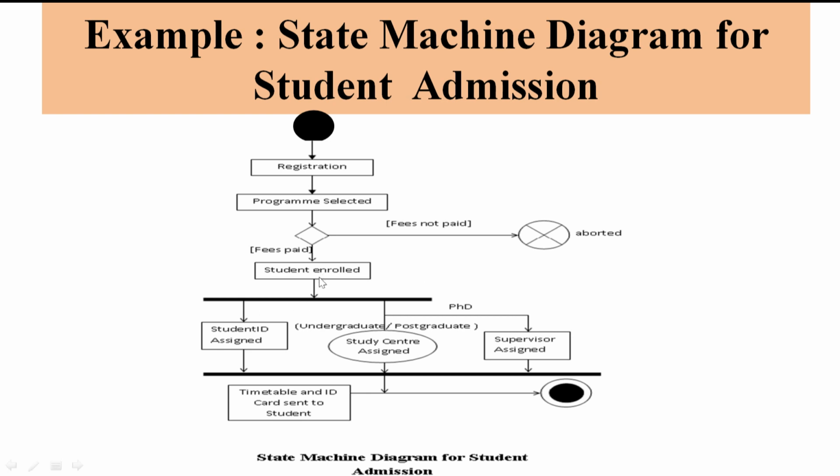So once the fee is paid, you can see here two different events are being generated. One is that a student ID is assigned, a student supervisor is assigned in the case of a PhD student, and then a study center is assigned, and all these things are then converged, and then another event occurs: the timetable and the ID are sent to the student. So this is one example through which you can very easily visualize how a student object is moving from one state to another state, and the state of the student is changed.